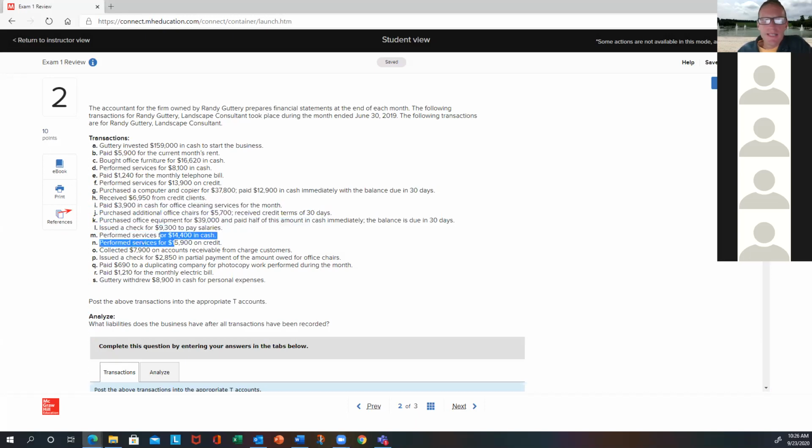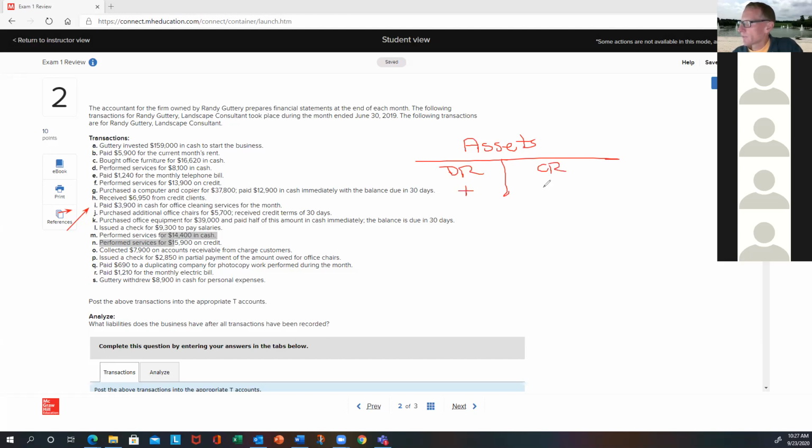Because cash is increasing, and let me write this one up real quick, this goes back to a little bit of review. For the debit and credit rule for assets, if I write out my T account, you have debit and credit. The debit rule for assets is plus, minus. Any account that's classified as an asset will always be increased with debits and decreased with credits.